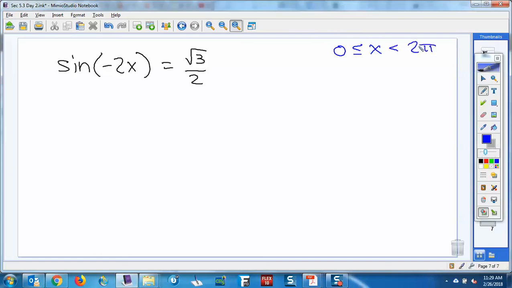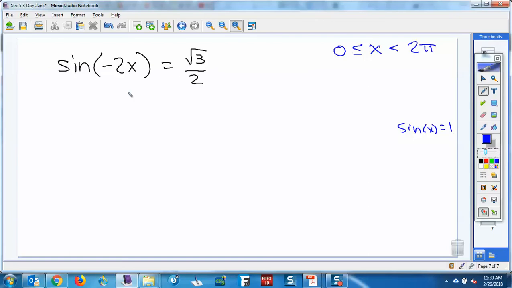Normally, how many answers do we have when it says this? 2. Sometimes only 1, like if you get sine equals 1. Well, sine only equals 1 one time, at pi halves. That's the only time sine is 1. So sometimes you get 1 answer, but most of the time 2 answers. But in this one, we got 4 answers. Why would we get 4 answers?